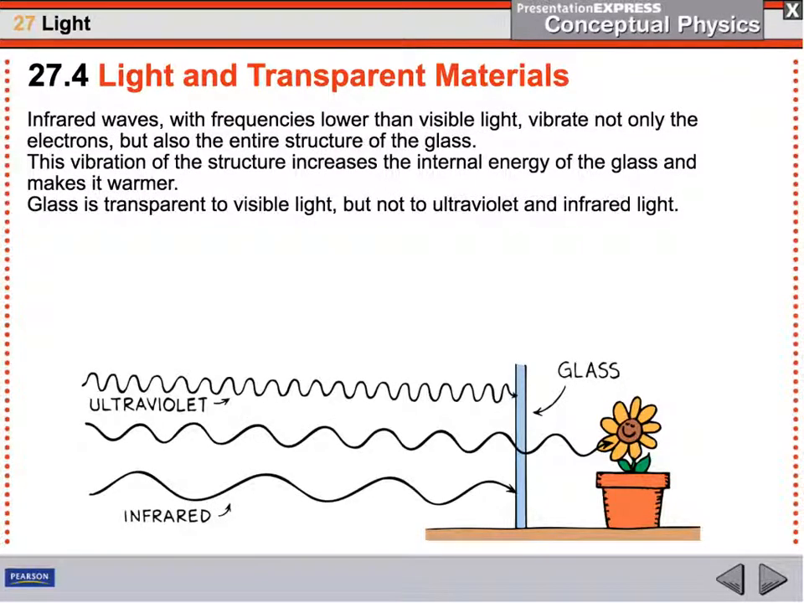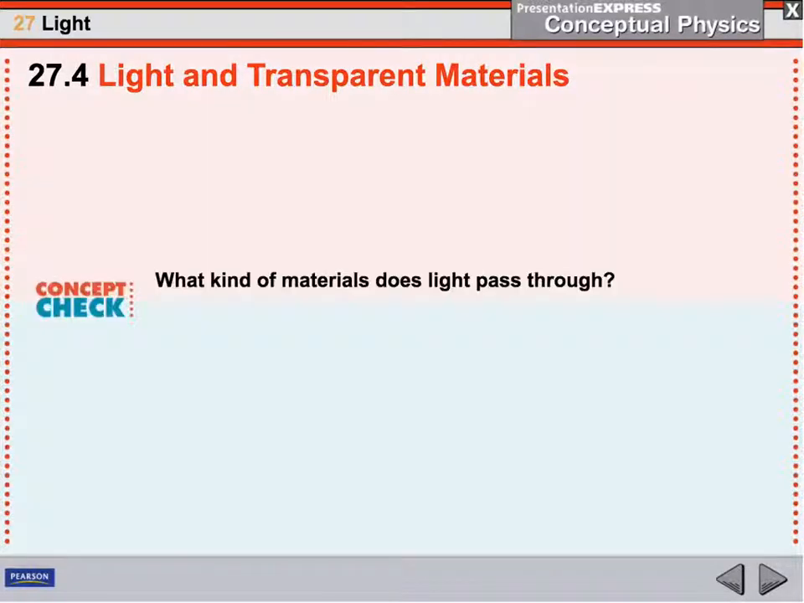Infrared waves with frequencies lower than visible light vibrate not only the electrons, but also the entire structure of the glass. This vibration of the structure increases the internal energy of the glass and makes it warmer. Glass is transparent to visible light, but not to ultraviolet or infrared light. What kind of material does light pass through?